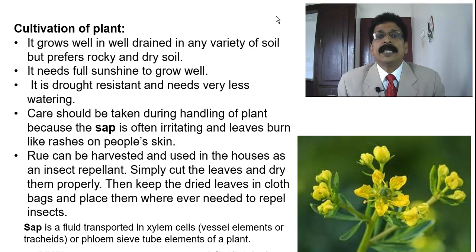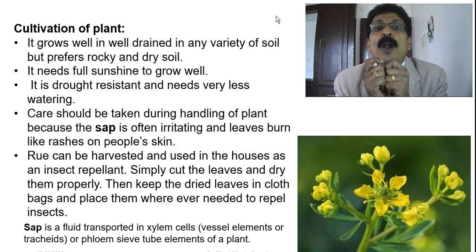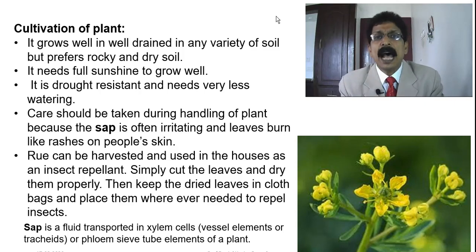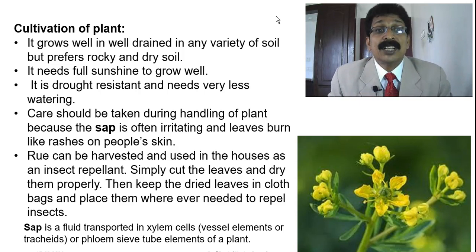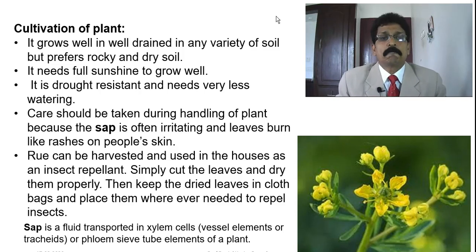Care should be taken during handling of the plant because of the sap. What do you mean by sap? Sap is a fluid which is present in the xylem of any plant, and it can come out onto the human being. It is often irritating, and the leaves burn like rashes on people's skin.